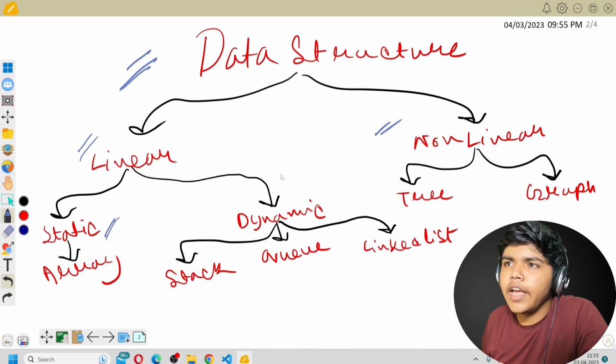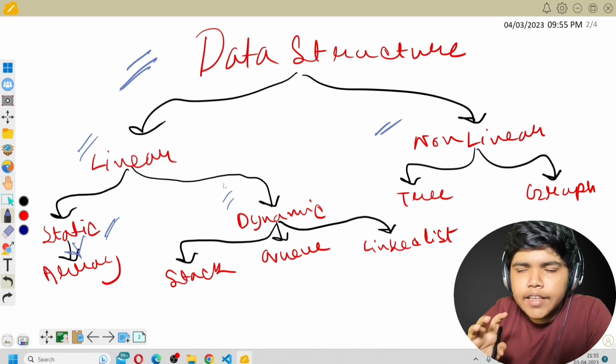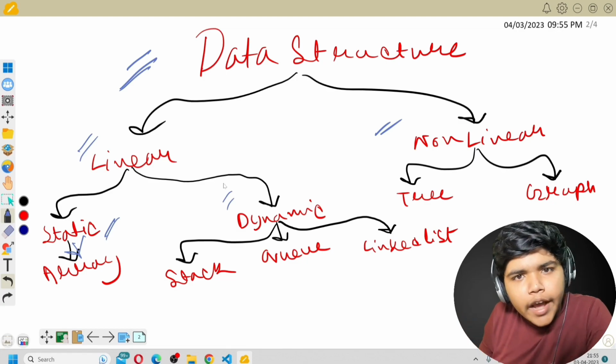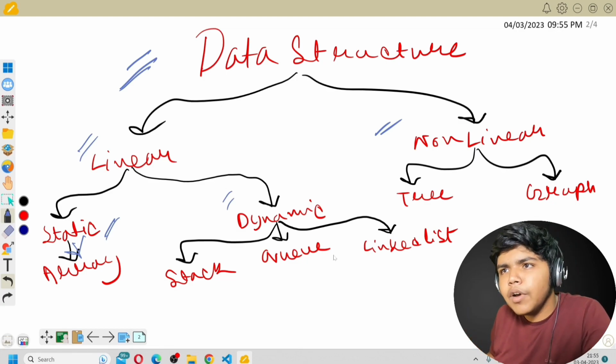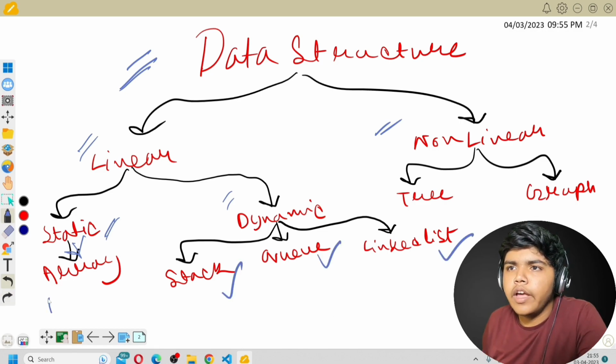Static and dynamic. Static data structure is array. You all know about array. So array is a static linear data structure. And what is dynamic linear data structure? Dynamic linear data structures are stacks, queues and linked list. Arrays basically look like this, where we can store some data like 1 2 3.